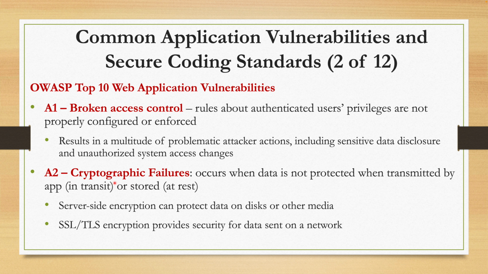Now, in the second part here, we talk about cryptographic failures. This type refers to the incorrect implementation or use of cryptographic algorithms. Common issues can include using weak or outdated encryption protocols, improper key management, or transmitting sensitive data without encryption. Now, OWASP recommends the following.